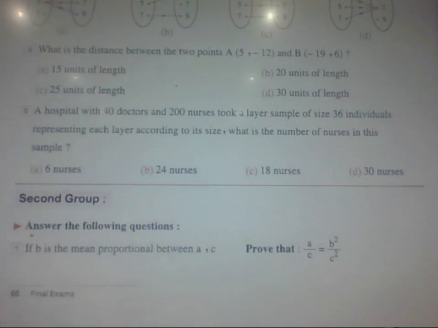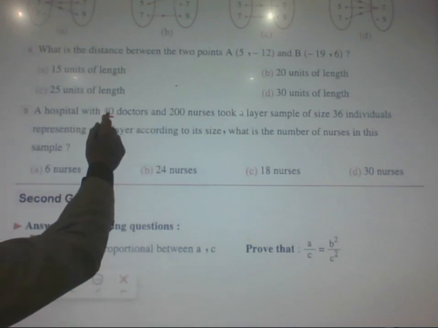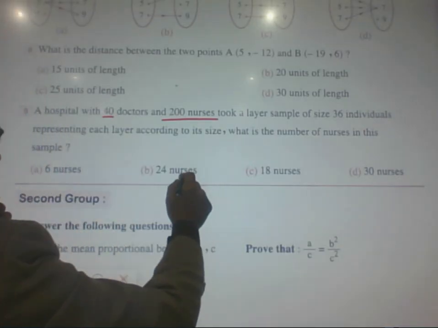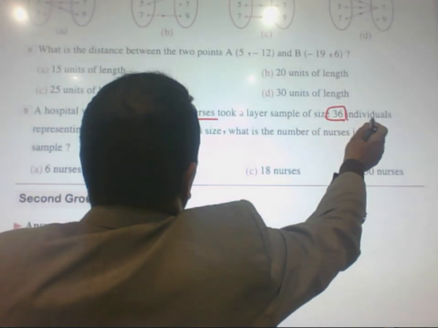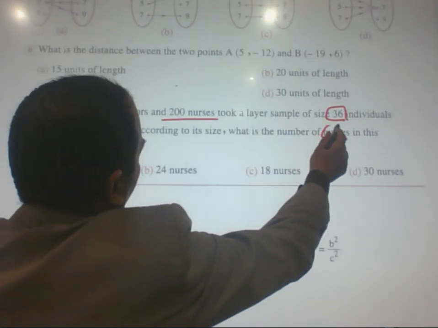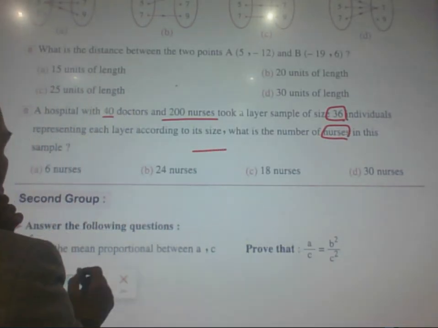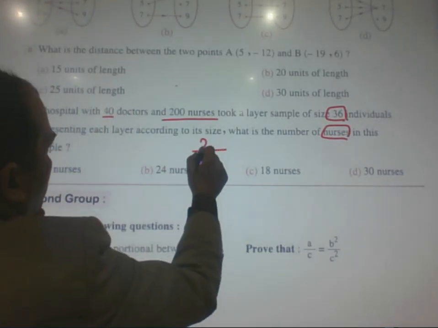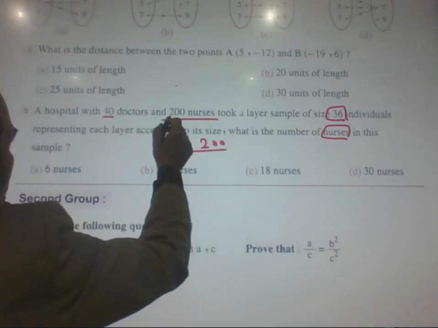A hospital with 40 doctors and 200 nurses took a sample space of 36 individuals, representing each recording size. What is the number of nurses? You won't find the number of nurses in the sample. So we have 2 nurses from the total number.